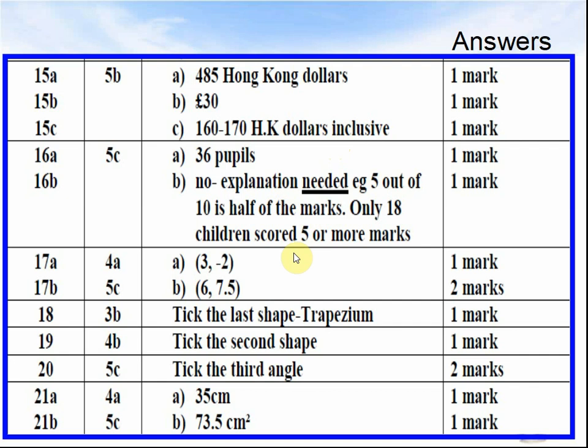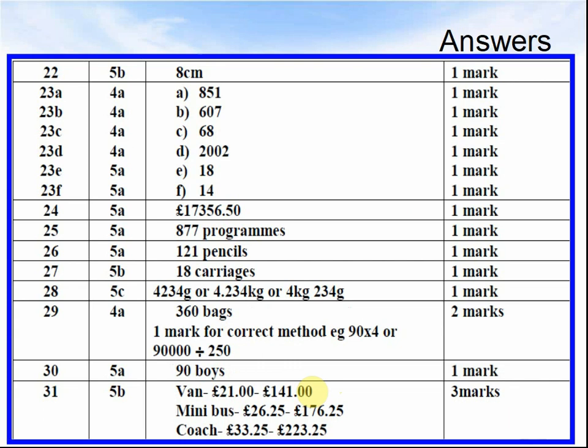17A 3, minus 2, 17B 6, 7.5. 18 was a trapezium, the last shape. 19 tick the second shape. 20 tick the third angle. 21A 35 centimeters. 21B 73.5 centimeters squared. 22 was 8 centimeters.